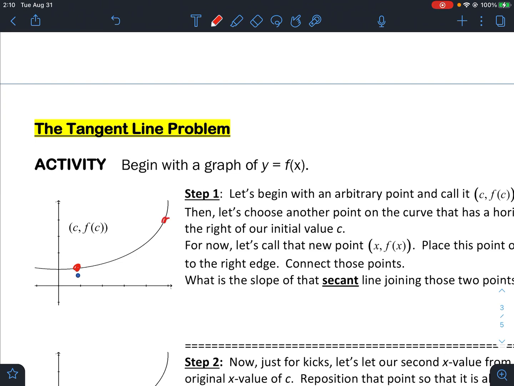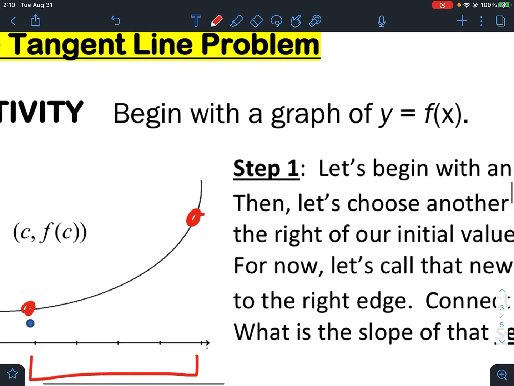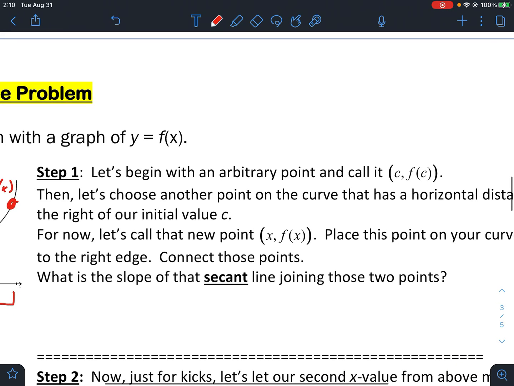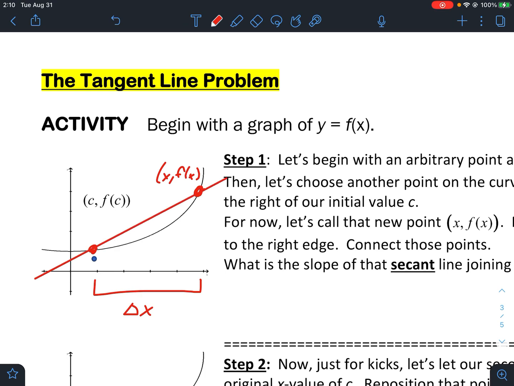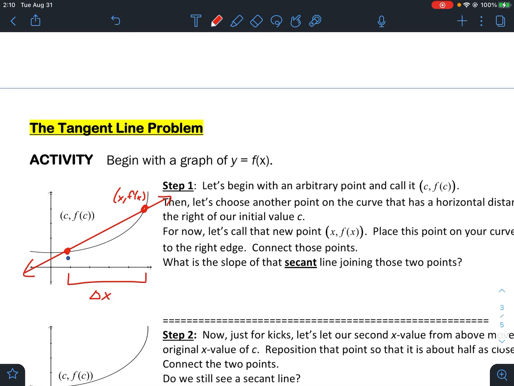So what does that mean? How about right over here? Okay. And we're saying the horizontal distance between those two points is called delta x. Some people call it delta x, some people call it h. We can call it whatever we want. It really doesn't matter. But delta x is a good name for it because delta means the change in. So we're talking about the change in x. All right, so that new point, we're going to call that new point x comma f of x. If we connect those points with a line, that would be called a secant line. And the question is asking, what is the slope of the secant line joining those points? All right, the slope is just y2 minus y1 over x2 minus x1.